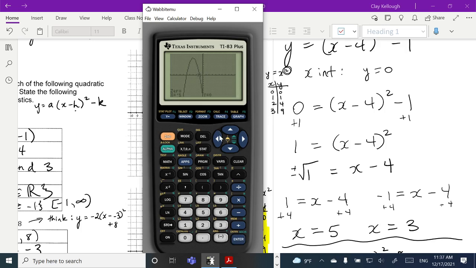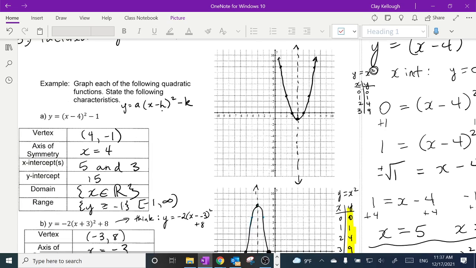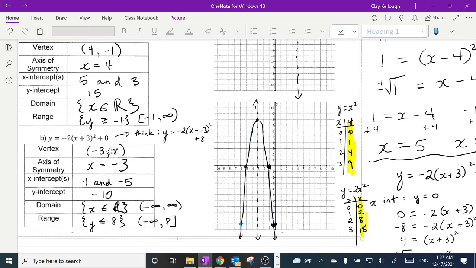And then one last thing. How do I find the vertex? Calc. Which of these things is the vertex in this case? It's a maximum, so I have to hit 4. And then move the cursor to the left of the vertex, hit enter. Move it to the right of the vertex, hit enter. And there it is. And again, this thing counts in pixels, so it's sometimes off by a very small decimal. You'd round that to -3, 8, which is what we got when we did it right there.